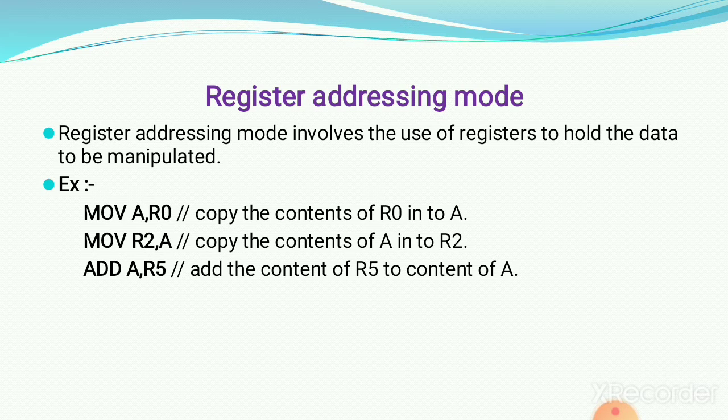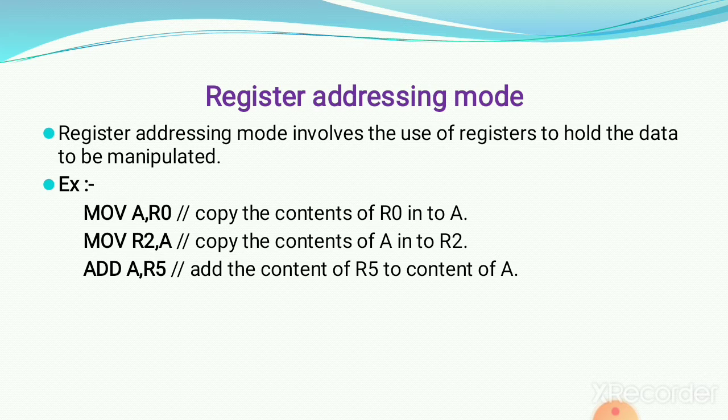In this addressing mode, an instruction may have 1 or 2 operands. In a single operand instruction only one register is used. For example, INC R0. In a two operand instruction two registers are used. For example, MOV A, R1. In this instruction two registers are used.